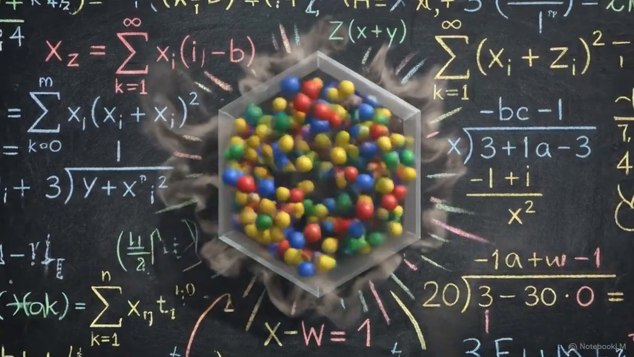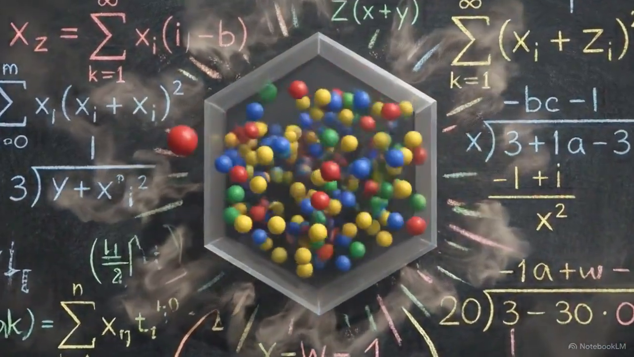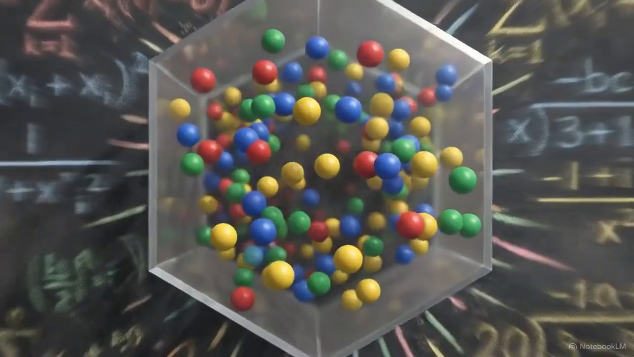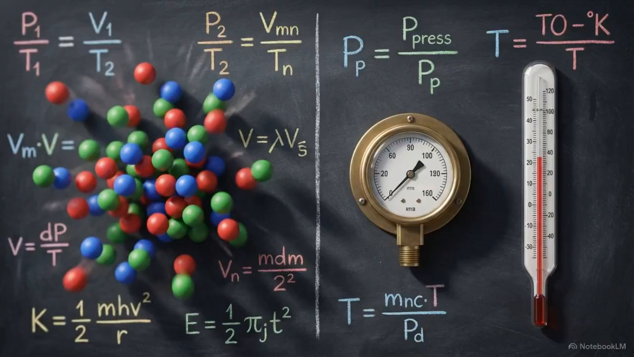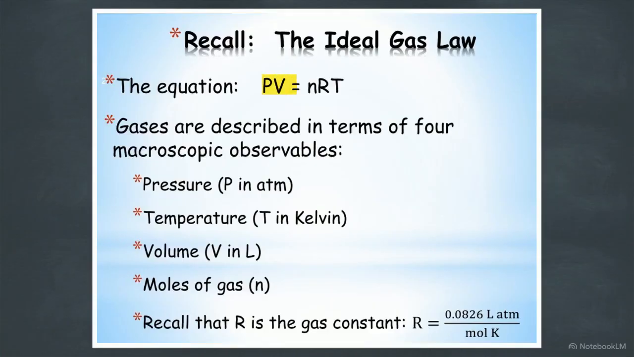We live surrounded by an invisible, chaotic world of gas particles, millions of spheres randomly colliding at high speeds. The challenge in chemistry is figuring out how to measure their macroscopic behavior from all this microscopic chaos. This is the foundational formula used to measure that behavior, the ideal gas law.